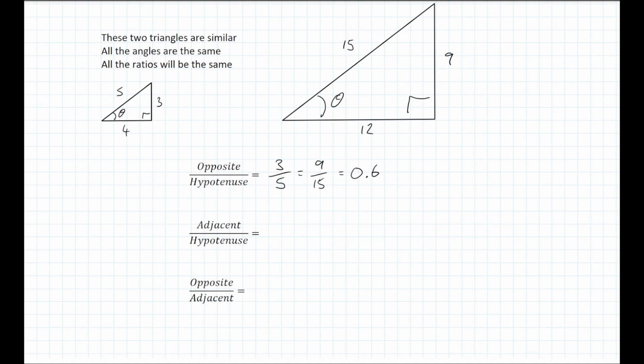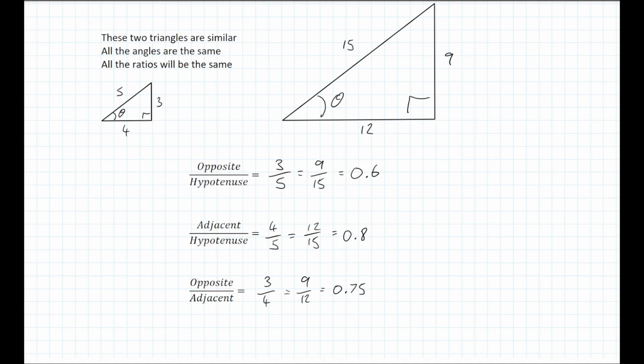Now, if I was to do the ratio between the adjacent and the hypotenuse, I would be doing the ratio between 4 and 5 for the small triangle, because 4 is the adjacent side and 5 is the hypotenuse. And I would be doing the ratio of 12 and 15 in the large triangle. Again, both of these equal the exact same thing. They both equal 0.8. Now, lastly, if I was to do the ratio between the opposite side and the adjacent side, on the small triangle, that would be between 3 and 4, and on the large triangle, it would be between 9 and 12. Both of these equal the exact same number, 0.75.